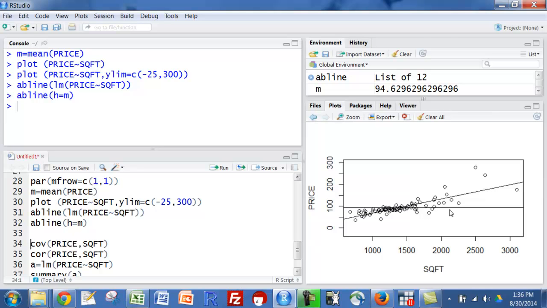You don't always put that on there. I did it mainly to illustrate what's going on there. I will do that again from time to time when we do other things.